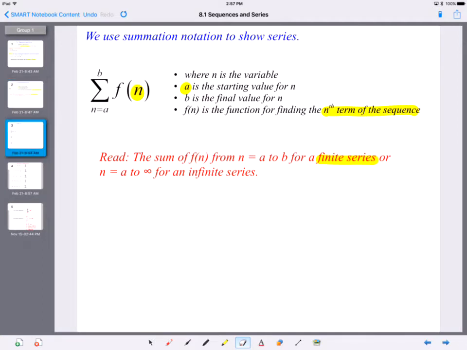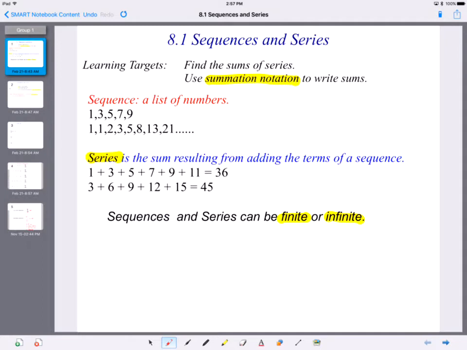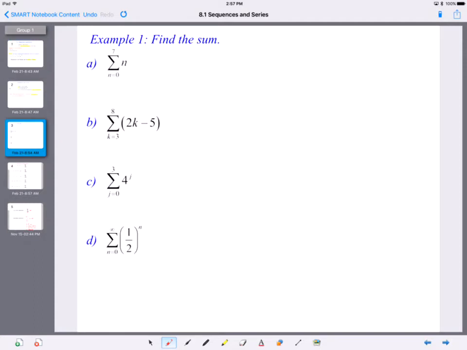So let's look at a couple of these here. The first part, you're just finding the sum. This is where you're really just plugging this information in, writing out those numbers like in the series from the first slide. So you'll be saying 3 plus 6 plus 9 plus 12 plus 15 equals 45. So we'll be adding those up here. Let's take a look at a couple of these. This is just the function n. N's going to start at 0 and end at 7.